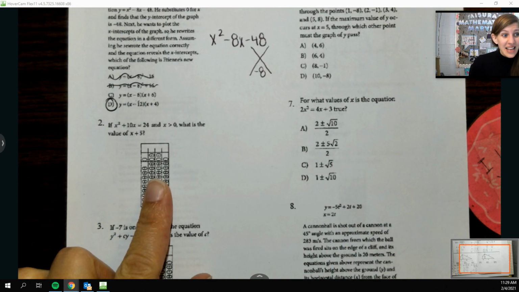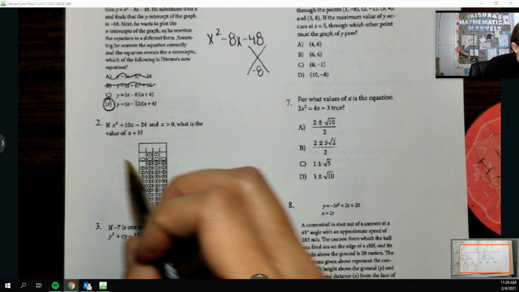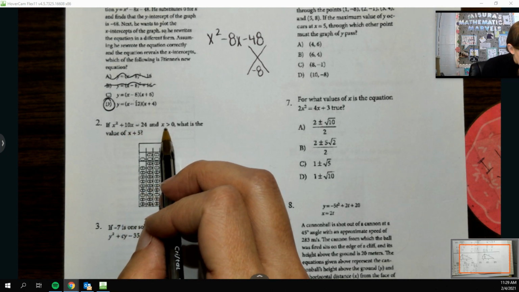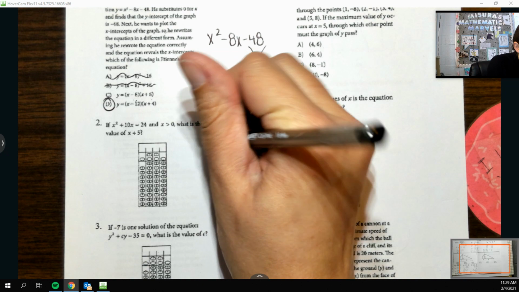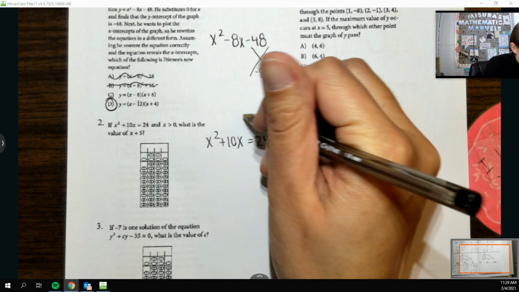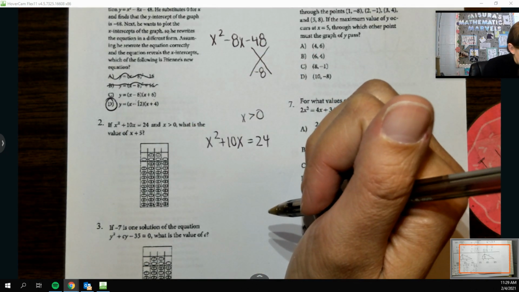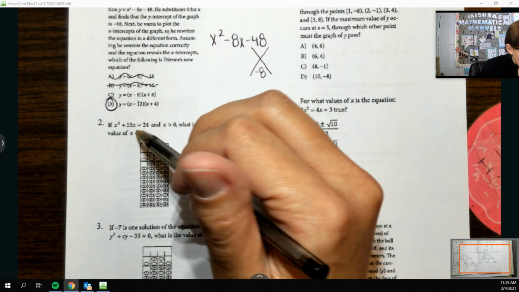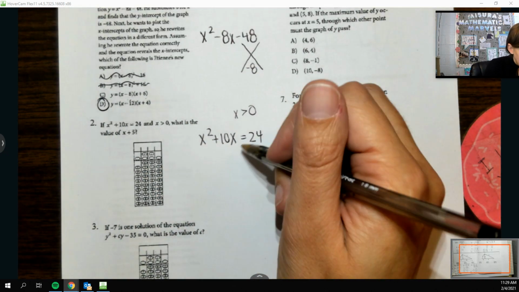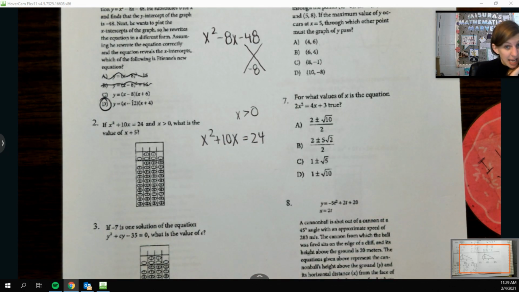Unless you get something like this and then you have to grid them in, because you do have these little gridded answers. So let's try something like that. If x squared plus 10x minus 24 equals 0, and x is greater than 0, what is the value of x plus 5? Interesting. So I need to know what x is so I can plug it in and figure out what x plus 5 is. This x greater than 0 thing I think is important, but not yet.